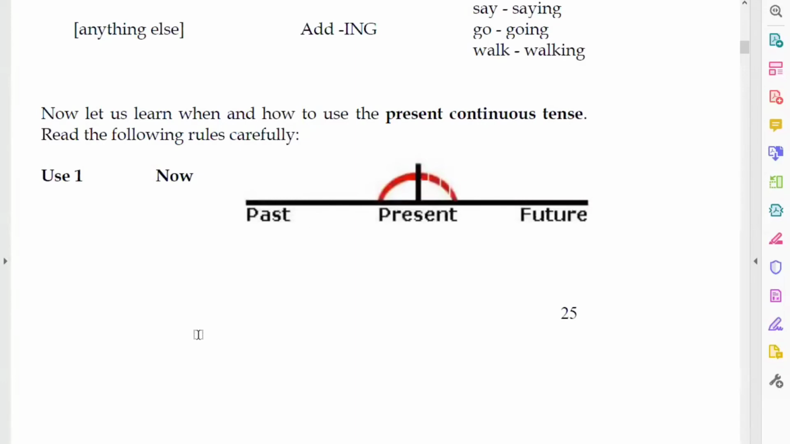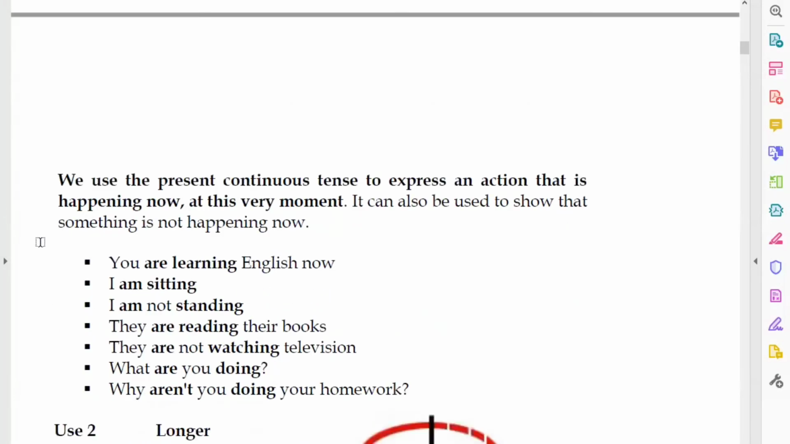And apart from that, there is something given on page 25 in your book about present continuous tense, about when and how to use them. So that is important, how to use present continuous tense. Use one, now, right? In present, we use the present continuous tense to express an action that is happening now, at this very moment. For example, I'm trying to convey the idea of present continuous tense to you guys.